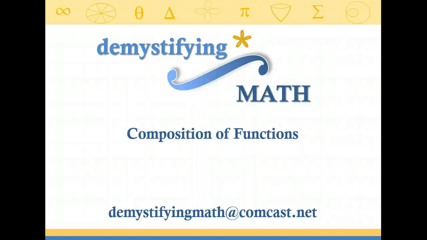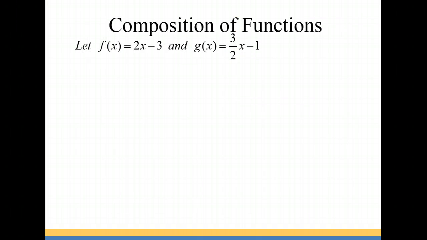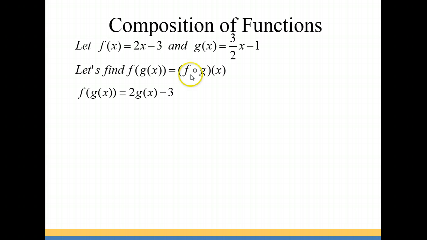Welcome to Demystifying Math. In this lesson, we're going to be discussing the composition of functions. Let's start with these two functions. f of x is equal to 2x minus 3, and g of x is 3/2 x minus 1. We're going to find the composition of the two functions by putting the g function inside the f function. So where we have an x in the first function, we're going to put in 3/2 x minus 1.